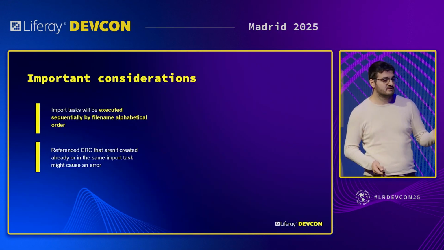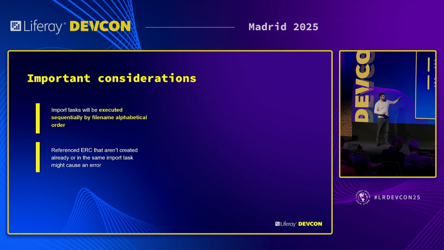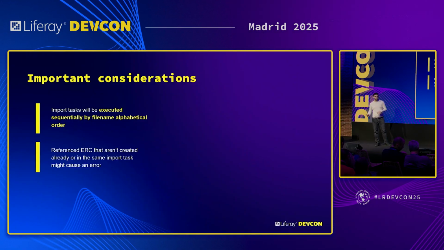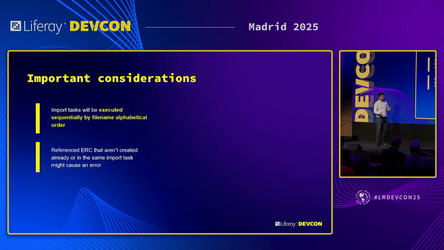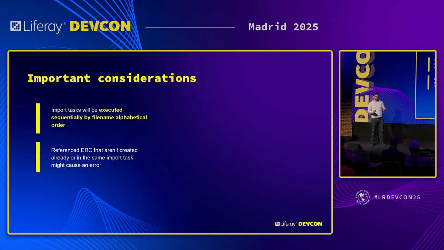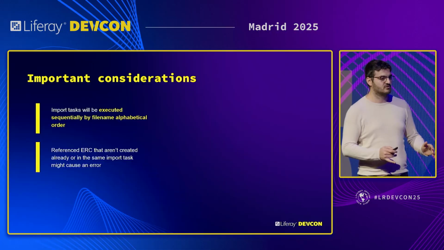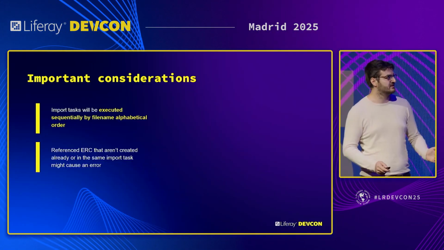Also, external reference codes that are not already created in the same import task might cause an error. The system already has some corrections. We will see one later that in some entities solves it, but there are other cases that it doesn't solve. Entities and the functionality of batch are not always the same. So we have to check every entity, how it works, because sometimes you expect them to work all the same, and they don't.